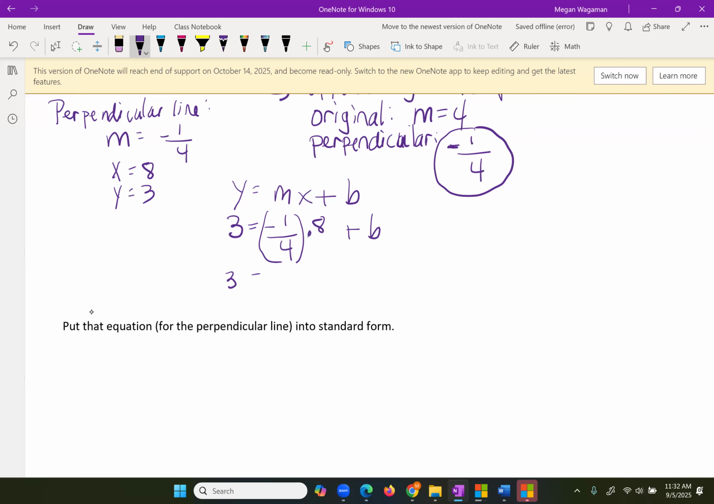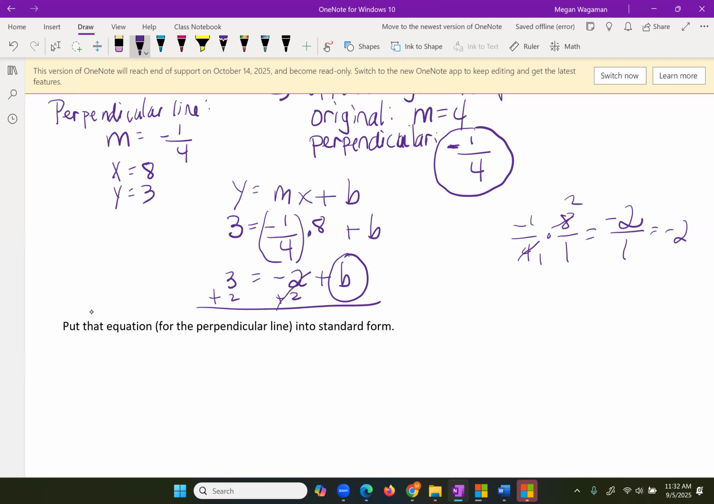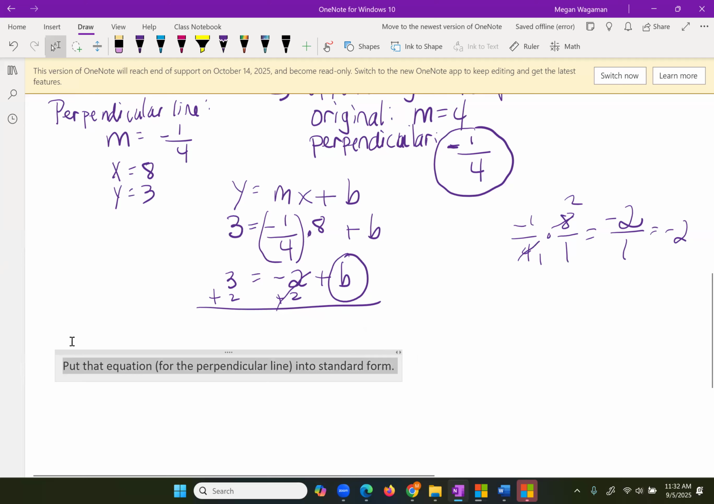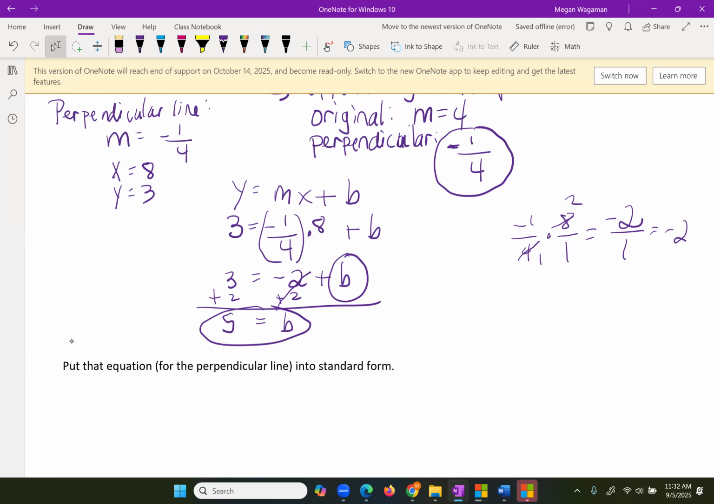So I have 3, -1/4 times 8. I'll just write it down over here. We can think of that as 8 over 1. This cancels, so I get -2 over 1, which is -2. So 3 equals -2 plus b. To get this b by itself, I'm going to add 2 to each side. That cancels out. So I have 5 is equal to b, or b is equal to 5.